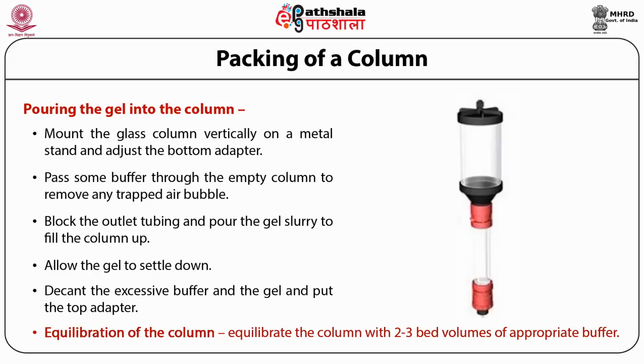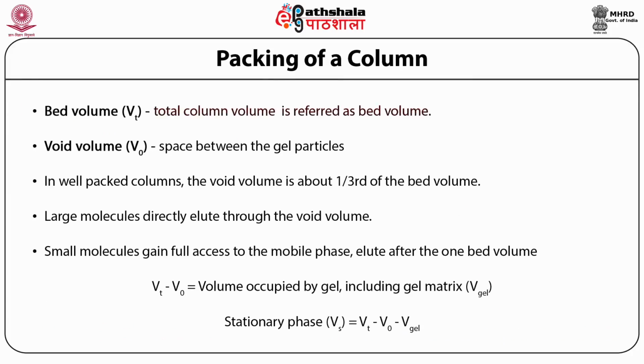It is always better to keep the flow rate slower. Choose the buffer as per your purification needs and equilibrate the column with 2-3 bed volumes of this buffer. The total column volume Vt is referred to as bed volume, while the space between the gel particles is called void volume V0. In a well-packed column, the void volume is about 1/3 of the bed volume.